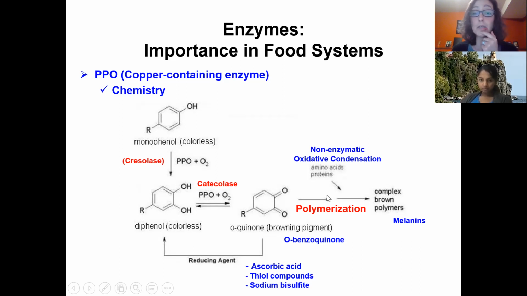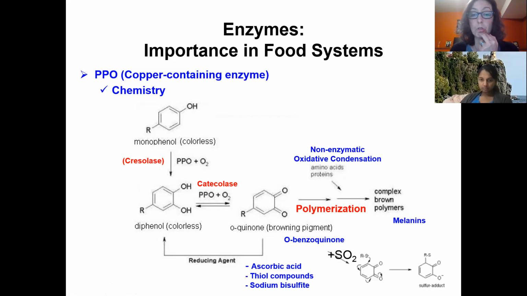So what it does, it can react with other polymers, such as amino acids and proteins. And you get oxidative condensation because it's an oxidant. And then you end up with large brown polymers, which are known as melanins. So we can actually reverse this reaction by adding a reducing agent. So this quinone can be reduced back to diphenol in the presence of reducing agents. Ascorbic acid is a reducing agent. Thiol compounds such as cysteine, sulfides such as sodium bisulfite, are reducing agents. So they basically reduce back the quinone and prevent the polymerization from happening.